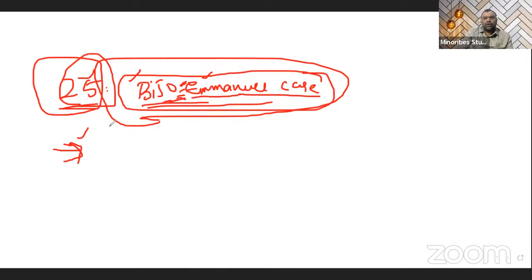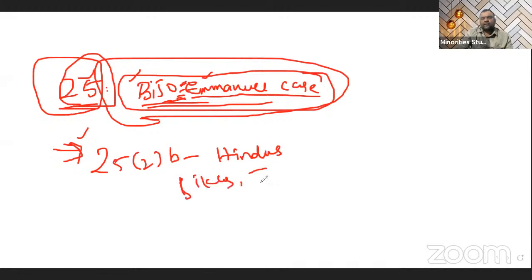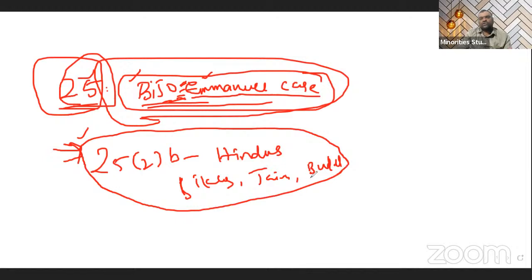One more important point I would like to bring to notice here: Article 25, clause 2, clause B, the Hindu definition. Hindus include Sikhs, Jains, and Buddhists also. Article 25 clause 2 clause B clearly says that Hindus include Sikhs, Jains, and Buddhists. Are you able to understand this Article 25? Any questions, any doubts about this Article 25?